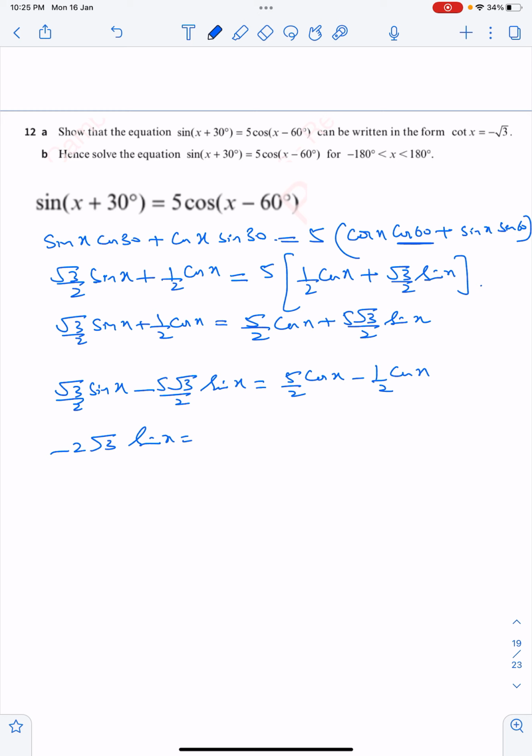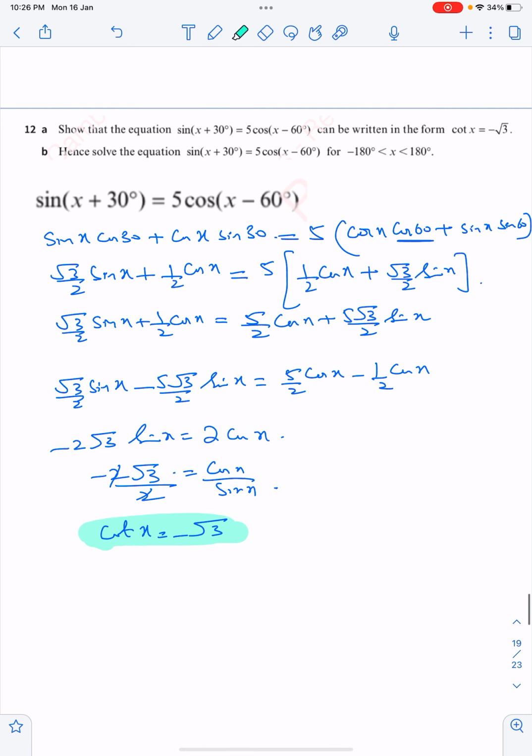So 2.5 minus half is 2 cos of x. Now, because I have to make it into cot x, I bring cos x over sin x. So this will become cos of x upon sine of x equals minus 2 root 3 upon 2. So I have got cot of x equals negative root 3. This is what I had to prove in the first part of the question.